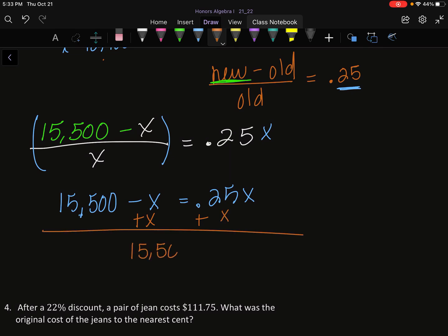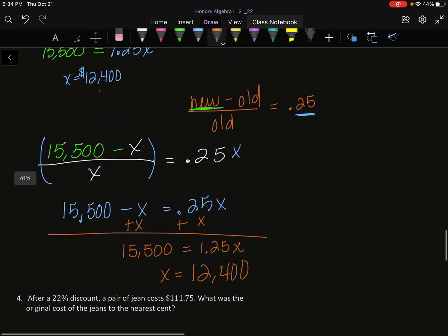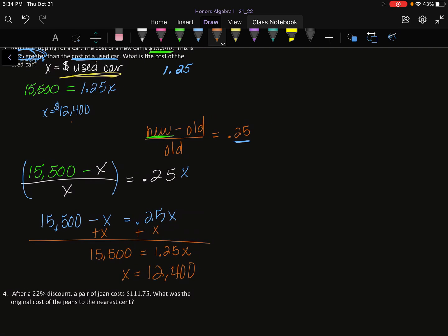So just like I showed you in the first step, 125% of my used car is going to give me 15,500. And sure enough, that's going to be 12,400. So if you noticed, we could not do 75% of 15,500. Okay? I know that seems tough, but I think it's really good if you start understanding the go-arounds of these percentage problems.